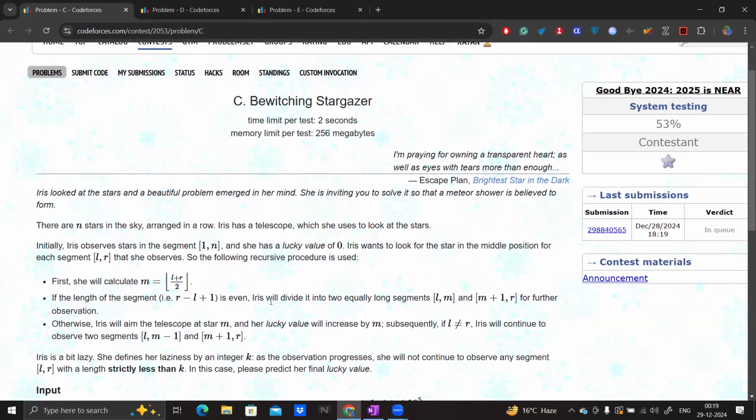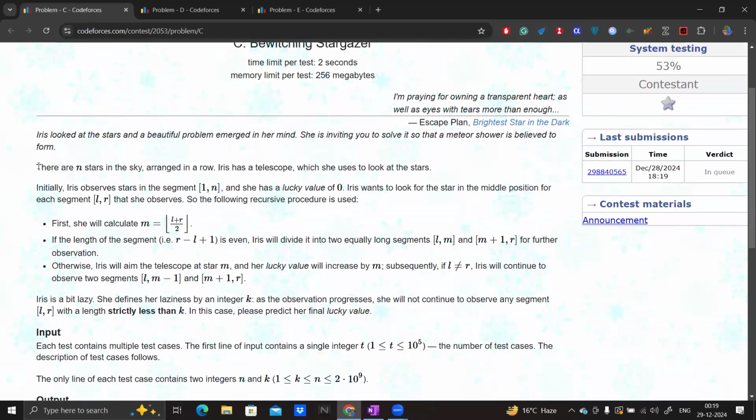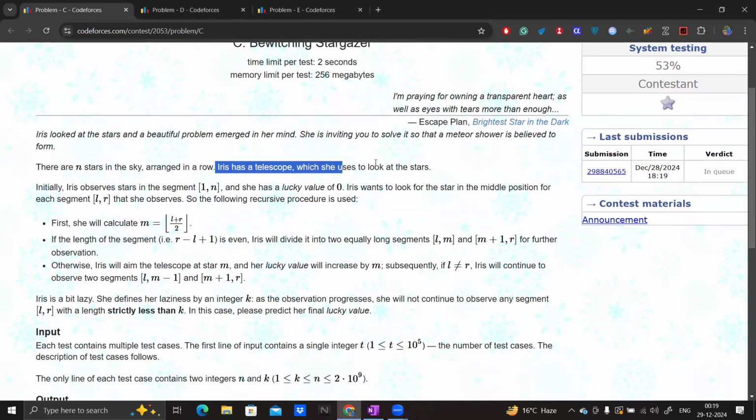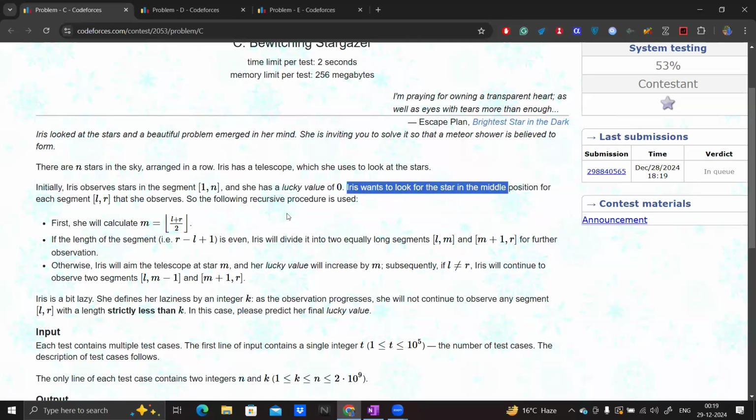All right. The problem says that there are n stars in the sky arranged in a row. Iris has a telescope which she uses to look at the stars. Initially, Iris observes the stars in segment [1, n], and she has a lucky value of 0. Iris wants to look for the star in the middle position for the segment [L, R] that she observes.